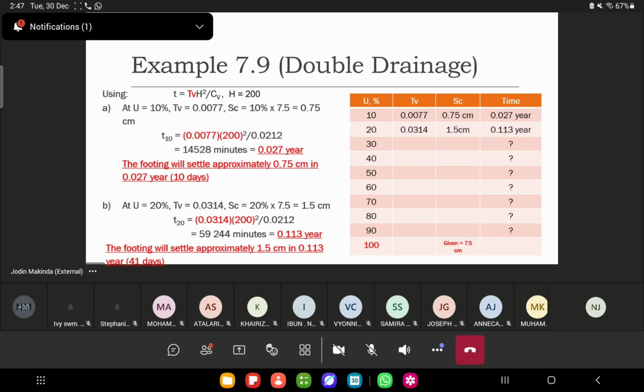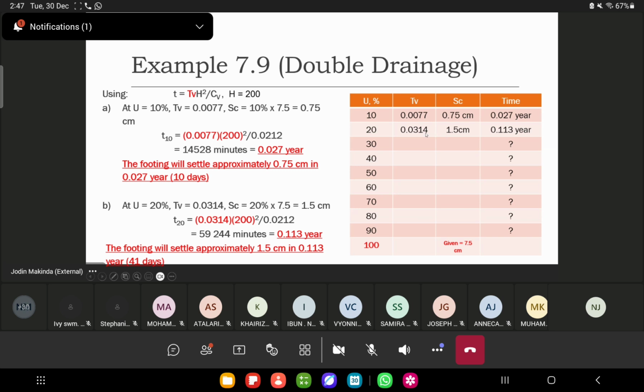Therefore, given U100, we can find the time factor Tv. How do we find this? From the chart, from the table, or from the equation: 0.0077. Then for 10%, what is the settlement at 10? U10, 10% times the given total, 10% times 7.5, gives 0.75.